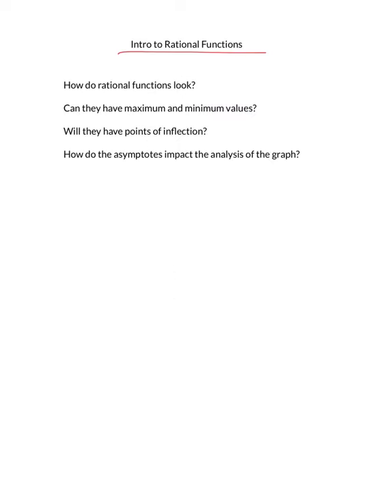I'm just going to give you a quick little intro to rational functions. So just to start, I want you to take a look at these questions and just pause the video for a second and think about the answers. So how do rational functions look? You should already have an idea about what they look like. Can they have maximum and minimum values? Will they have points of inflection? And how do the asymptotes impact the analysis of the graph?